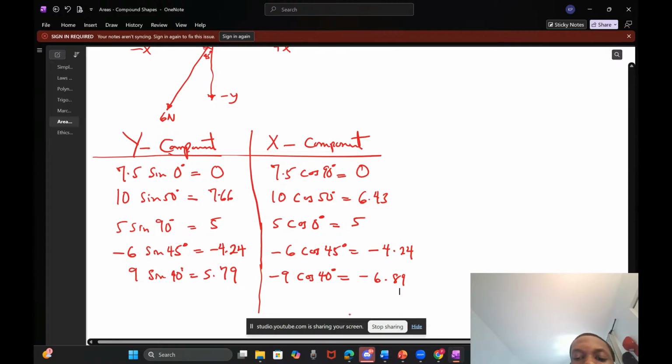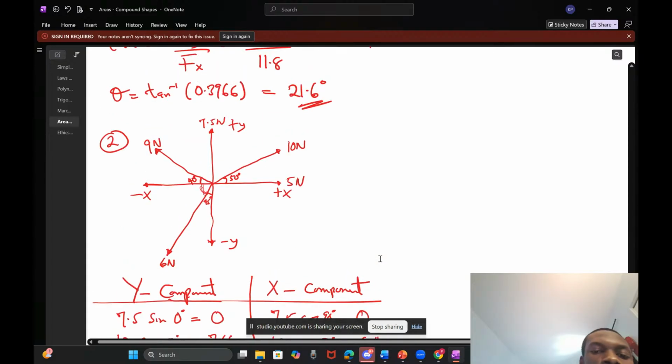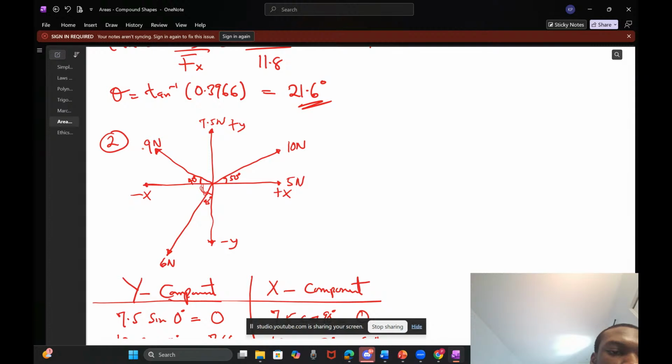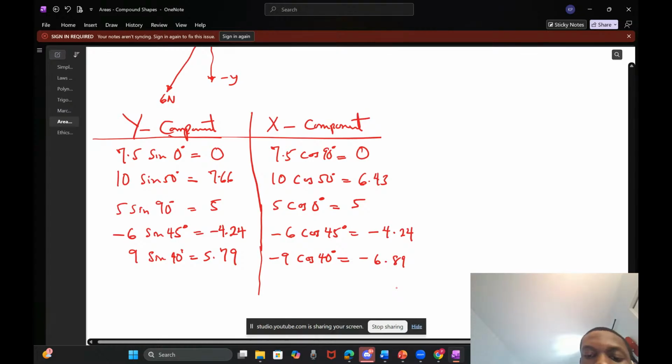I don't like the fact that it's such a big negative number. So you know what? I want to change this. Let me change this to 3 newtons. So we use 3 newtons for both sides.